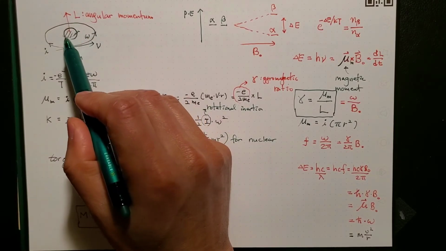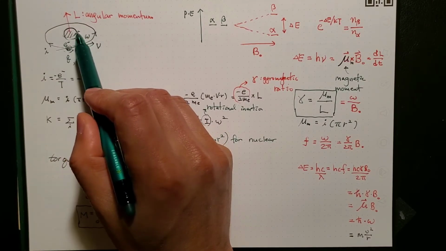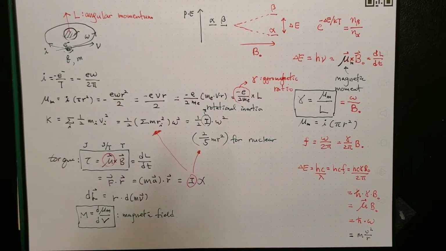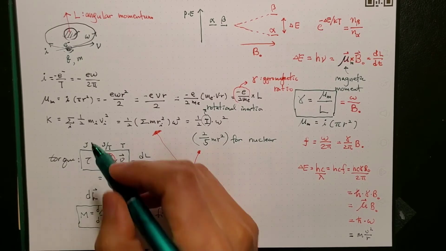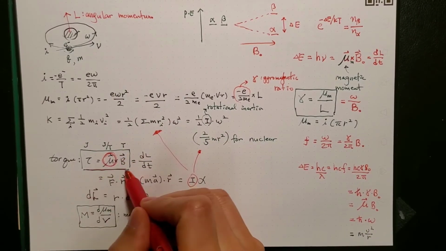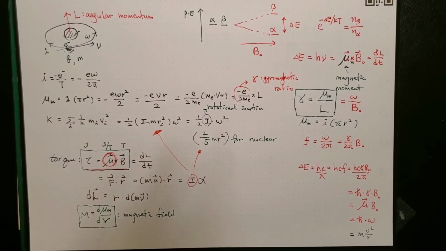So as this nuclei spins, it creates angular momentum. Electron creates its own angular momentum of the electron spin. Also, because they are creating magnetic field, they have a magnetic momentum. So the magnetic momentum is defined this way. This is one of the ways.